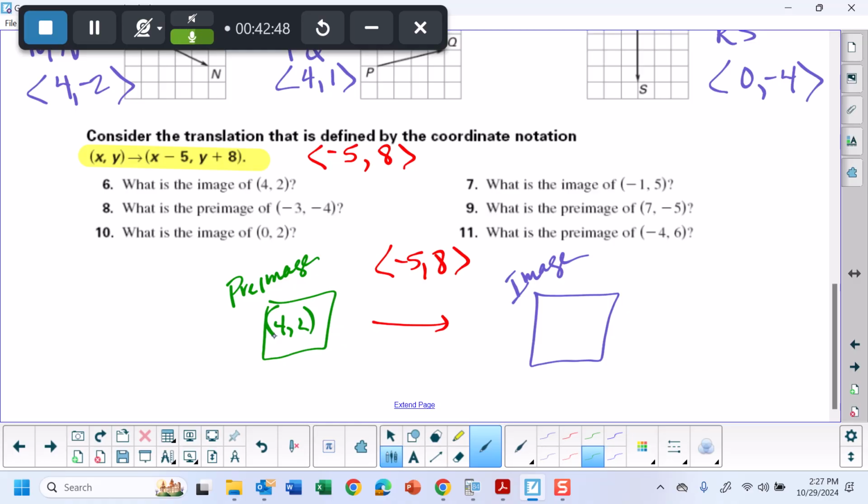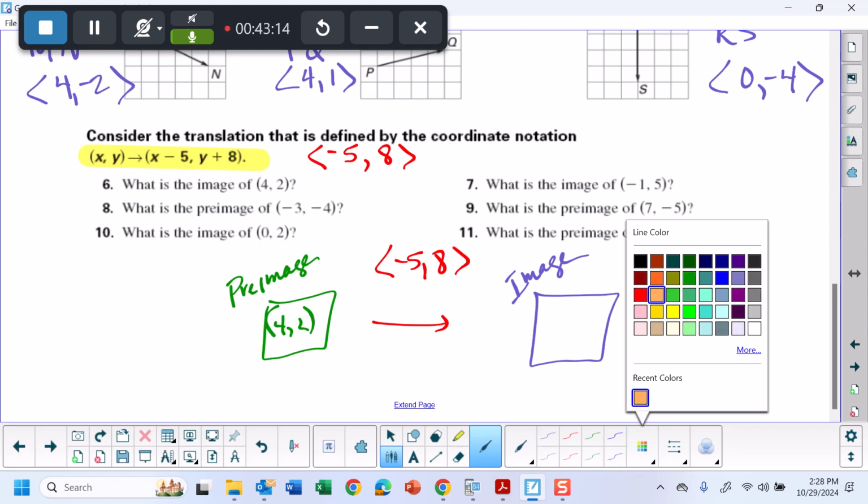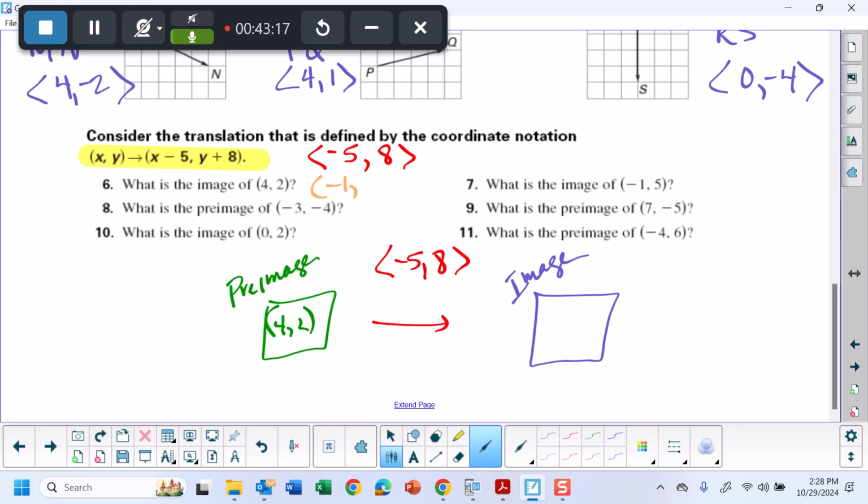Move it up 8. So what's going to happen is this point is going to travel along this vector, taking away a 5 and this rising of 8. They're asking me what are the coordinates of the image. So all I need to do is take 5 away from 4, add 8 to 2. Are we okay with that?